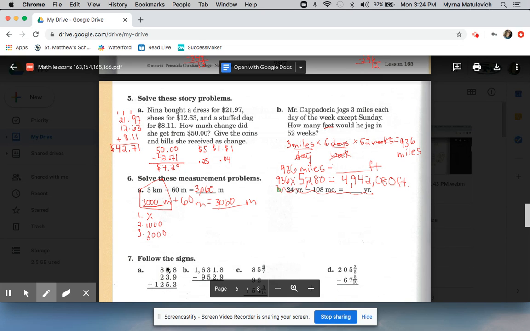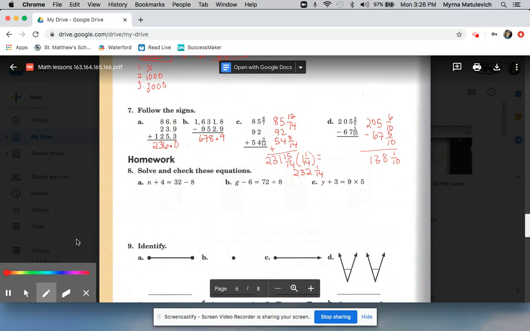Follow the signs. So you should have gotten 236.0. Remember, you bring your decimal straight down. 678.9. I needed to find a common denominator, 14, and then equivalent fractions.